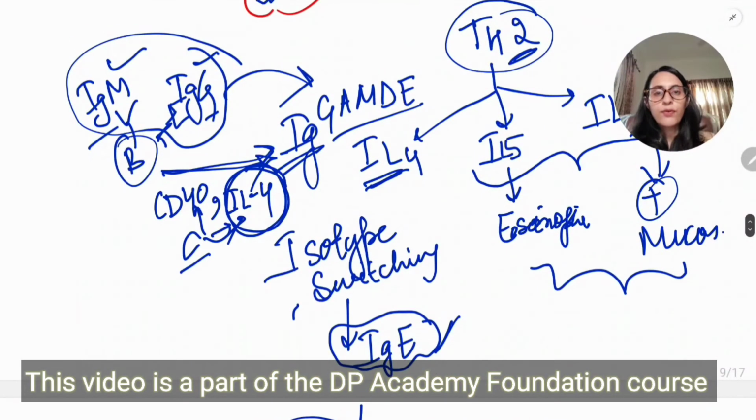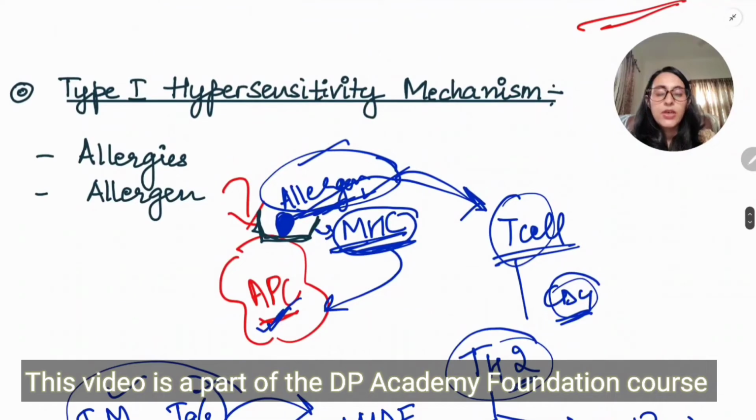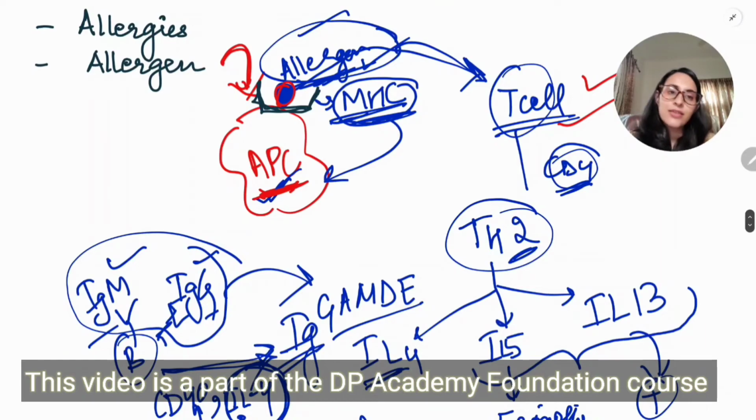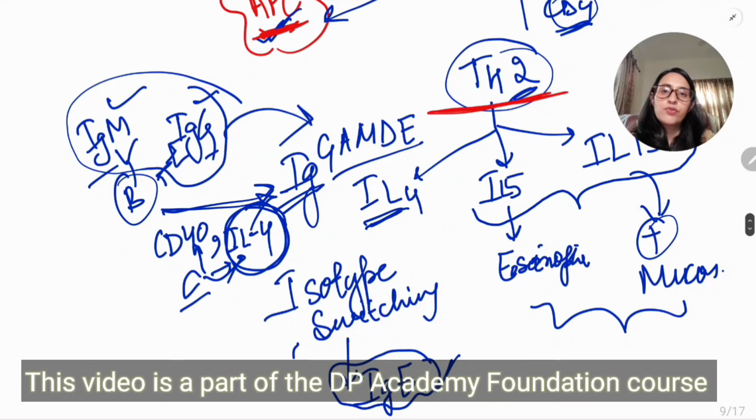This is the whole process of type 1 hypersensitivity. How does type 1 hypersensitivity occur? When the allergen comes, it is going to get attached to the APC. How? It is presented on the MHC, and then this allergen is presented to the T cell. The T cell has two types, CD4 T cell and CD8 T cell. CD4 T cells are also known as T helper cells, and a kind of CD4 T cell is T helper cell type 2. This T helper cell type 2 is going to release three interleukins: interleukin 4, interleukin 5, and interleukin 13.